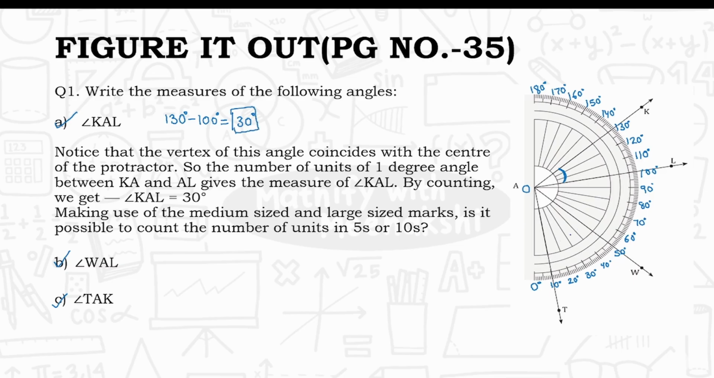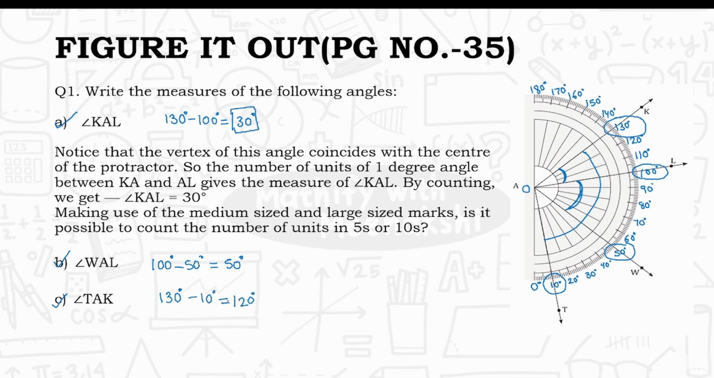WAL, that means this is W, this is A and L, this much. So we have to see the difference now. Here it's 50 degree and here it's 100 degree. That means 100 degree minus 50 is 50 degree. And third, TAK. So where is T? Here TAK, this much. So again this is 130 and this is 10. So 130 minus 10 we can say 120 degree.